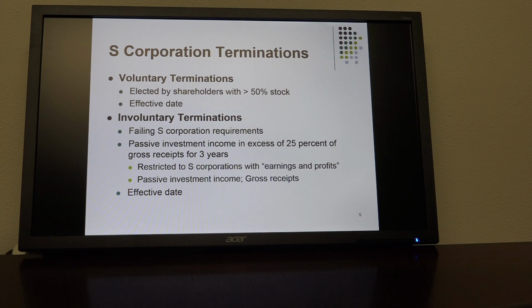Let's say you terminated March 1st. Well, you're going to have a short year S corp tax return that you're going to have to file for January 1st through February 28th. And then starting March 1st, you're going to have a short year C corp return that you're going to have to file. So that's what they're talking about as far as effective date.